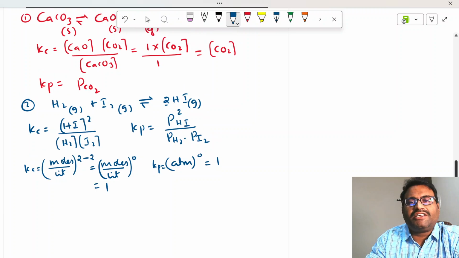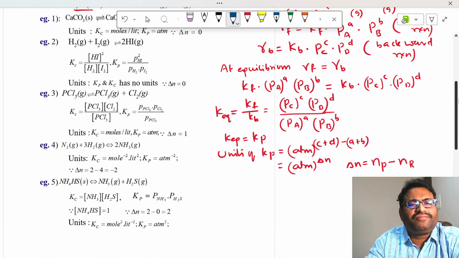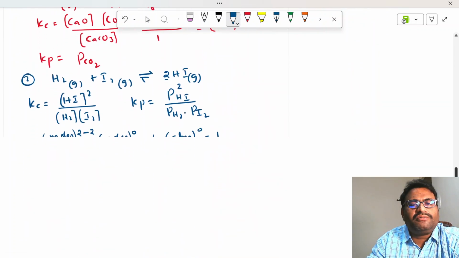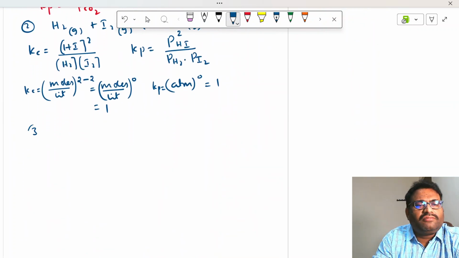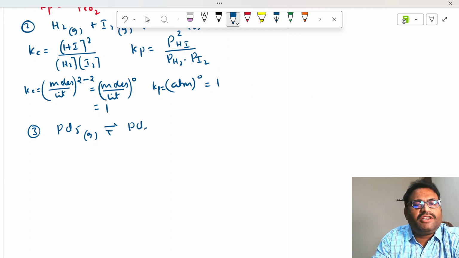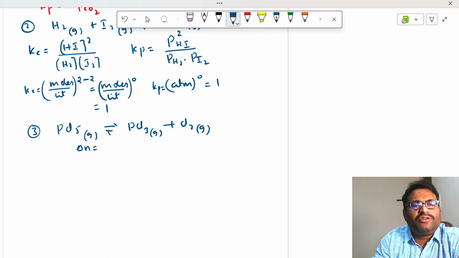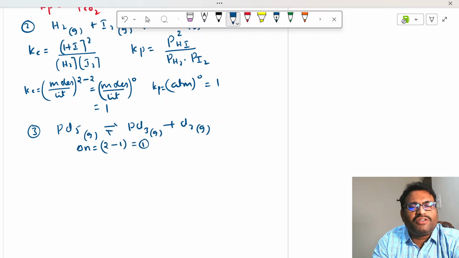Next reaction, let us take. PCl5 gives rise to PCl3 plus Cl2. PCl5 gaseous gives rise to PCl3 gaseous plus Cl2 gas. So what is delta n here? Delta n is equal to 1 plus 1, 2, minus 1, that is equal to 1. The number of moles of gaseous products is 2, PCl3 1 mole, Cl2 1 mole, and the number of moles of gaseous reactant is 1. 2 minus 1 is 1, right?